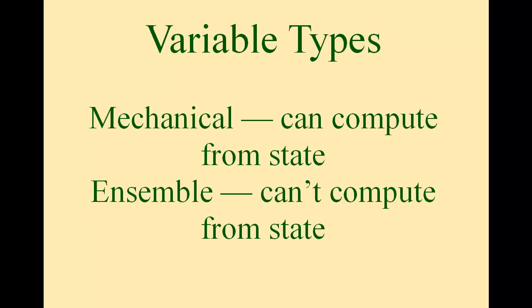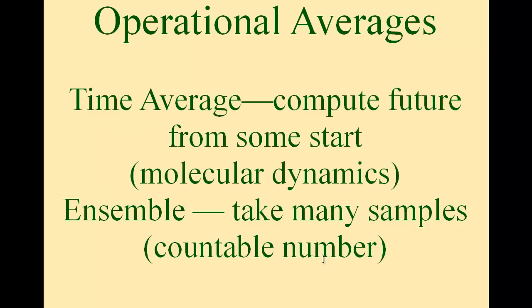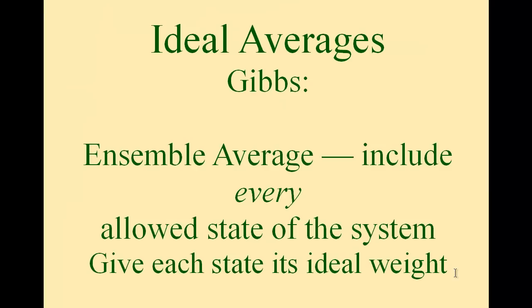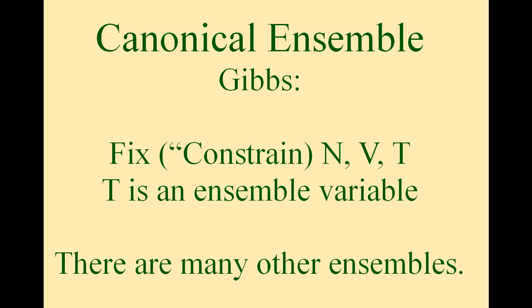An important aside, there are two sorts of variables here. There are mechanical variables which you can compute from the state of the system, say the kinetic energy of a single molecule. There are also ensemble variables that cannot be computed from knowing the state of the system. The past lecture noted operational averages in which you look at a small number of samples, a limited piece of time or examples, and do averaging over that. Gibbs replaced the operational average with an ideal average in which you include every single allowed state of the system and give each state its ideal statistical weight.